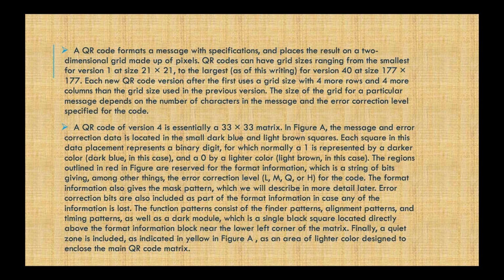The function patterns consist of the finder patterns, alignment patterns, and timing patterns, as well as a dark module, which is a single black square located directly above the format information block near the lower left corner of the matrix. Finally, a quiet zone is included, as indicated in yellow in the figure, as an area of lighter color designed to enclose the main QR code matrix.